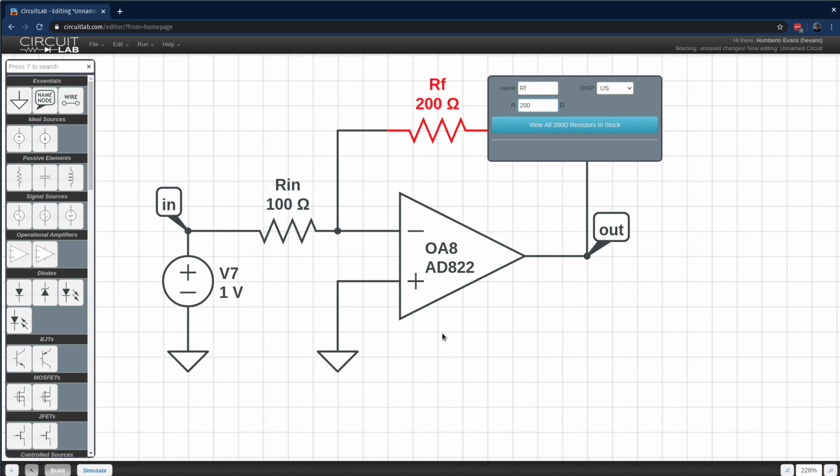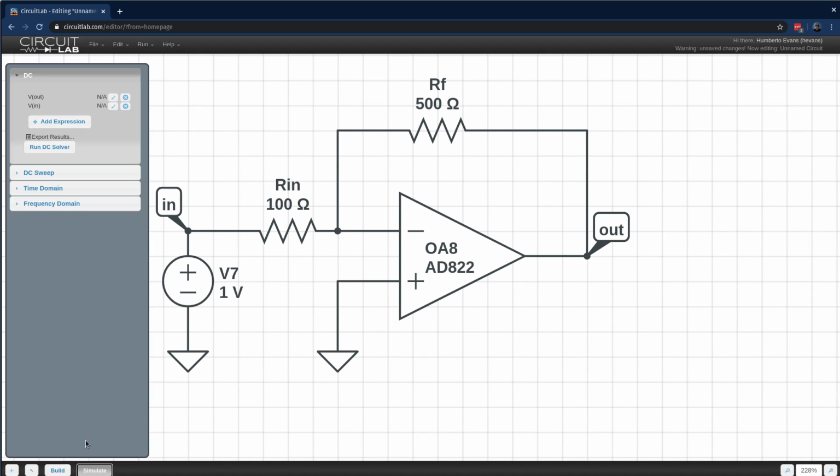So the really cool thing here is that now I have control of the gain by just changing these resistors around. It's actually the ratio of these two resistors that are able to set my gain. So if I make this RF be 5 times RN, run the DC solver, my output is now -5.